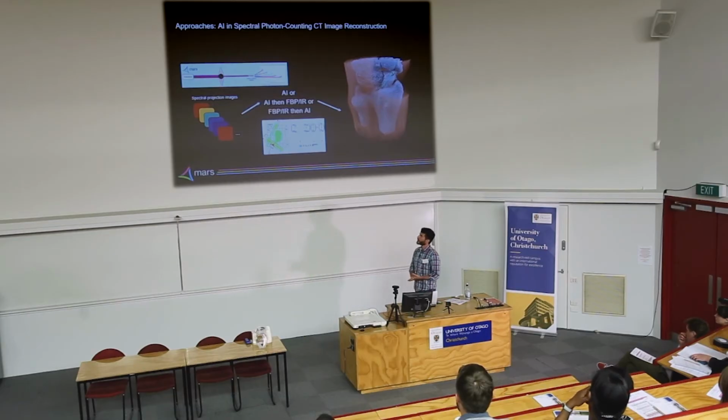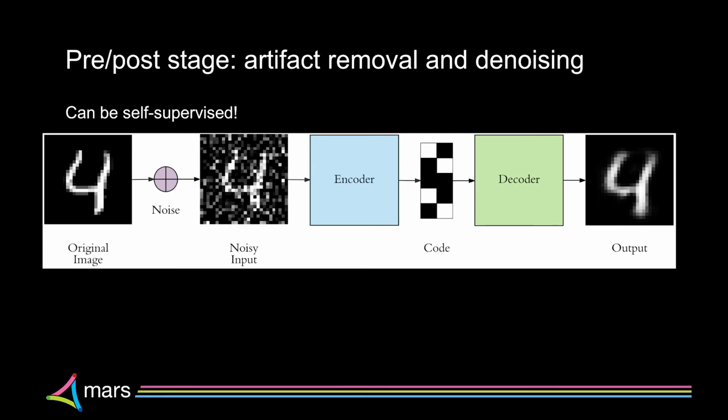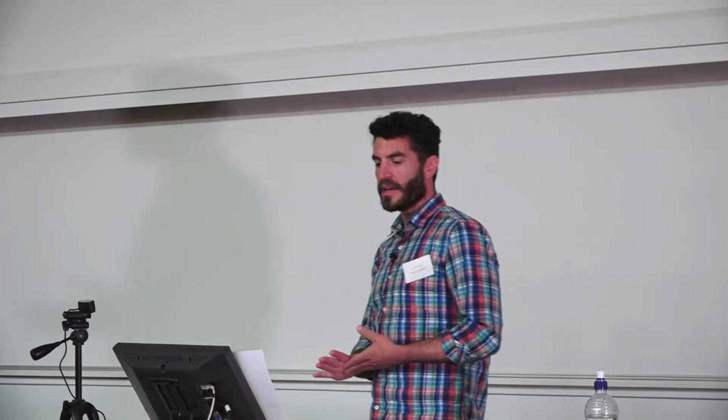But what is more common right now is to apply deep learning either before or after some filtered back projection or iterative reconstruction algorithm. I'm going to give you an idea of how we're doing that and how it can be done and why it's useful. Applying it either before or after essentially turns it into an artifact removal and denoising algorithm. So it's saying we know that there are some parts of the signal that are noise, and we would like to filter out the noise and keep the signal. How do we actually do that in a neural network?